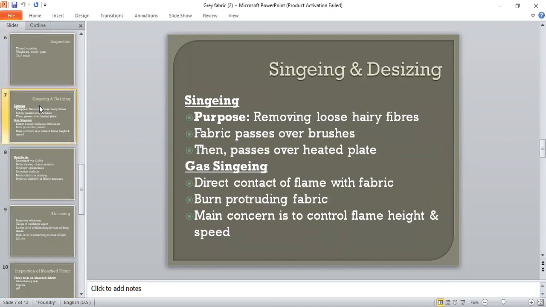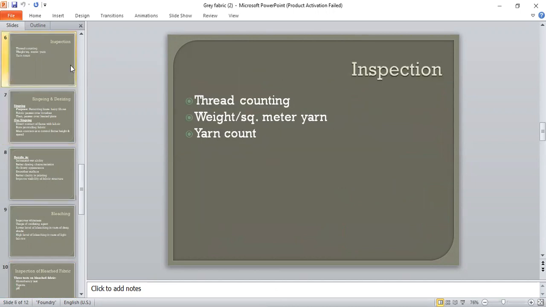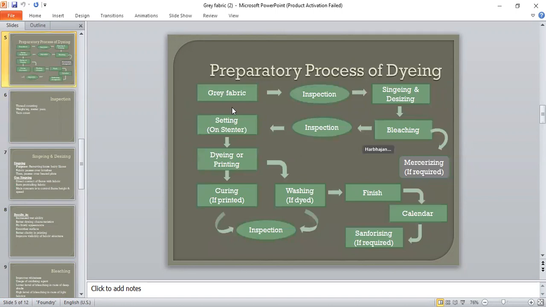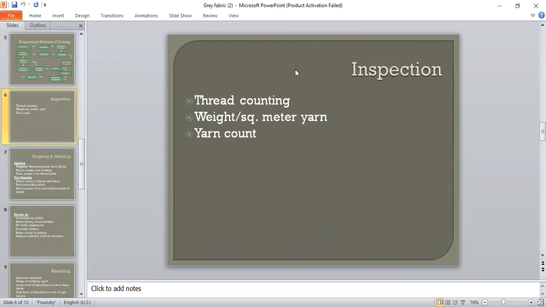Inspection. Okay. Firstly, we are having gray fabric. As in the flow chart, first we have the gray fabric. Then it will go for the inspection process. What is basically inspection? Hanji students, tell me what is inspection? Right. Inspect करने के लिए there will be some people who will inspect the fabric, and in inspection for fabric, first is thread counting.